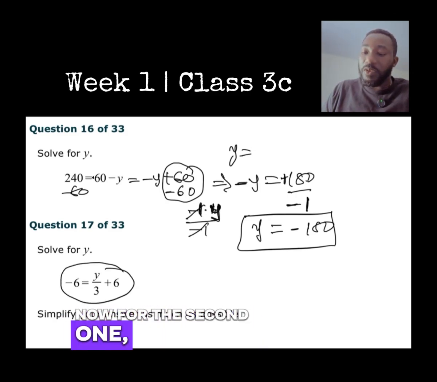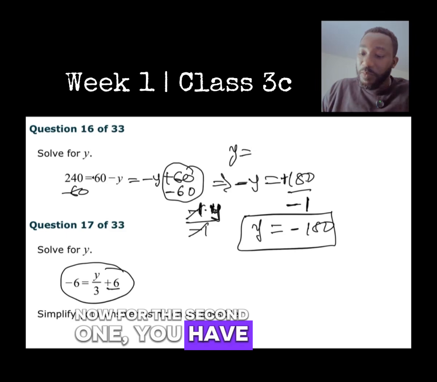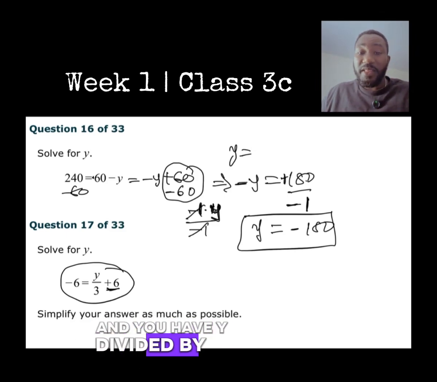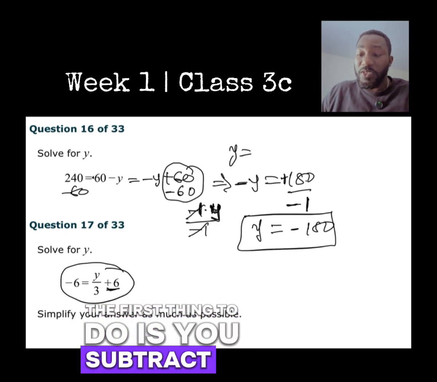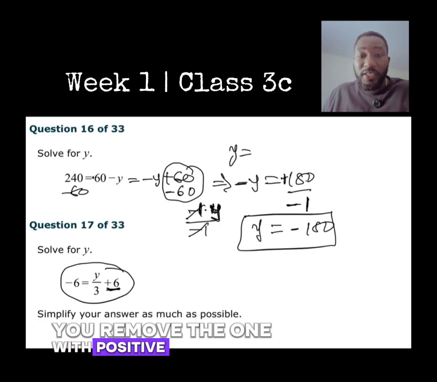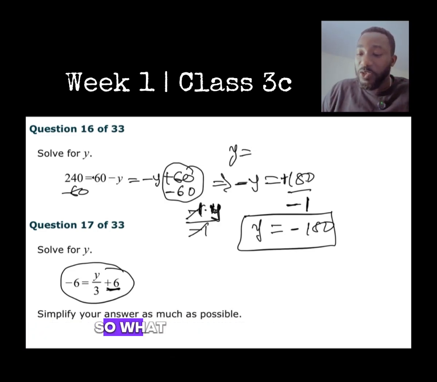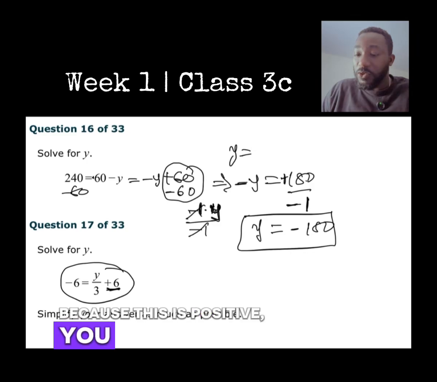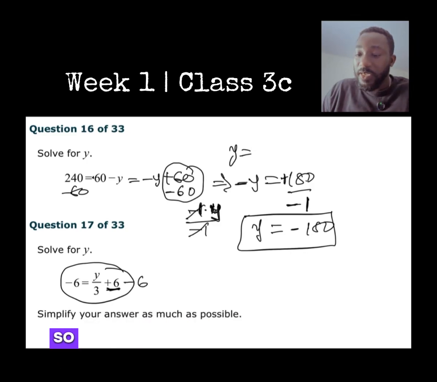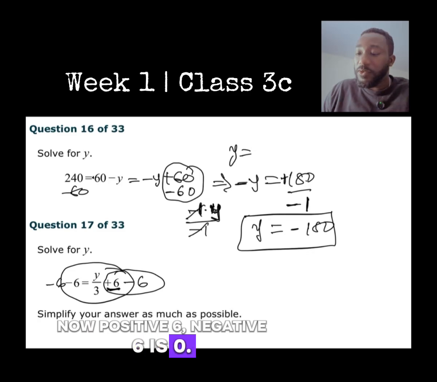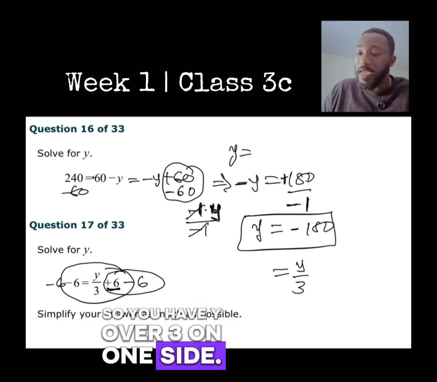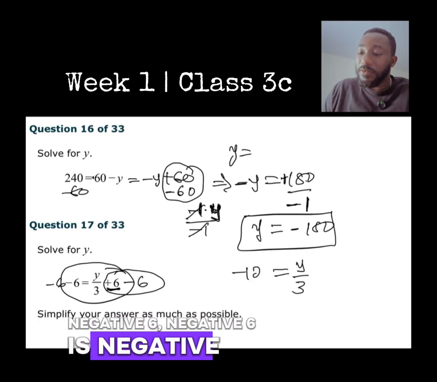Now for the second one, you have positive 6 and you have y divided by 3. The first thing to do is subtract 6. You remove the one with positive or negative before removing the one with multiplication or division. Because this is positive, you subtract 6 from both sides. So negative 6, negative 6. Positive 6 minus 6 is 0, so you have y over 3 on one side. Negative 6 is negative 12.